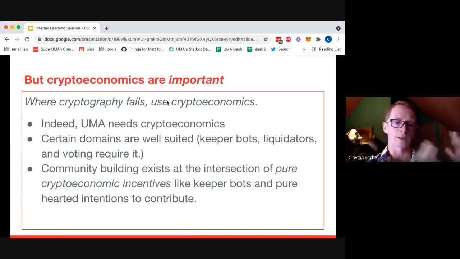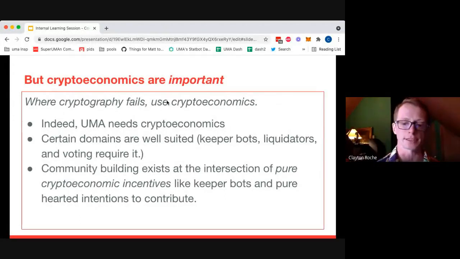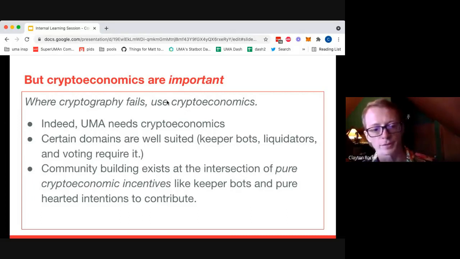So at one extreme, extrinsic motivators and crypto economic rewards are extremely important. However, somewhere in the middle zone is where community building exists, at the intersection of pure crypto economic incentives and pure-hearted intentions to contribute. That goes exactly to John's point around this funny hybrid that we see in crypto communities.